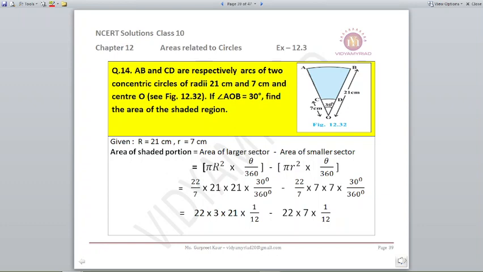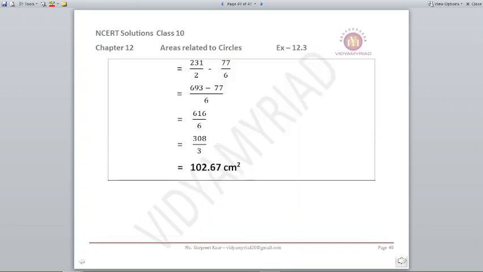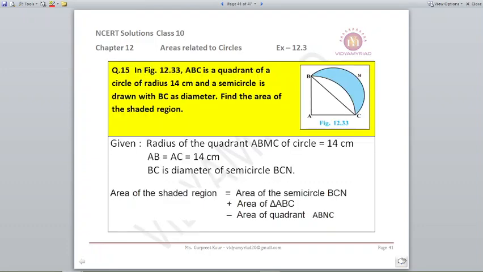Radius of bigger and smaller both are given to us. We know the formula, pi r square into theta upon 360. For the larger sector it will become 22 upon 7 into 21 into 21 into 30 upon 360, minus 22 upon 7 into smaller radius, 7 into 7, angle is 30 upon 360. Just solve this and subtract, you get your answer as 102.67 centimeters square.